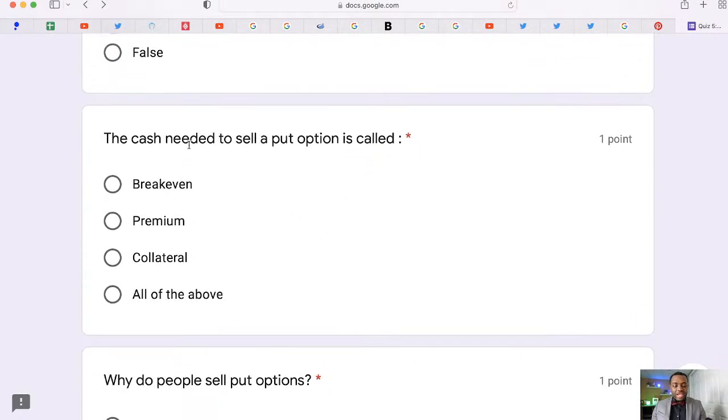So now the cash that you need to sell a put option is called what? Break even? No. Premium? No. Collateral? Yes. When you want to go and get into selling put options, you need to put some money up, right? So then that money is called the collateral.